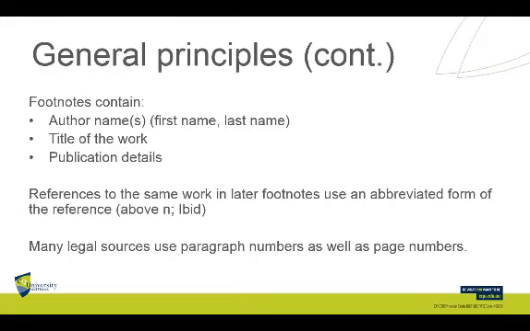So generally footnotes contain the author's name, first name first, last name last, the title of the work and the publication details. References of the same work in later footnotes use an abbreviated form of the reference. So here we're talking about above n or ibid. Many legal sources use paragraph numbers as well as page numbers, but both are referenced and they are called pinpoint references.